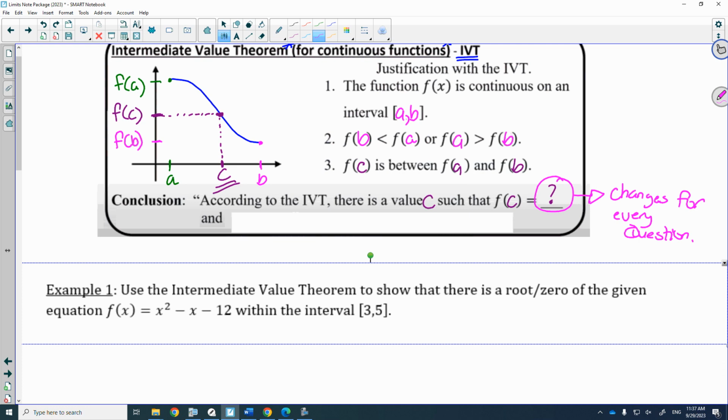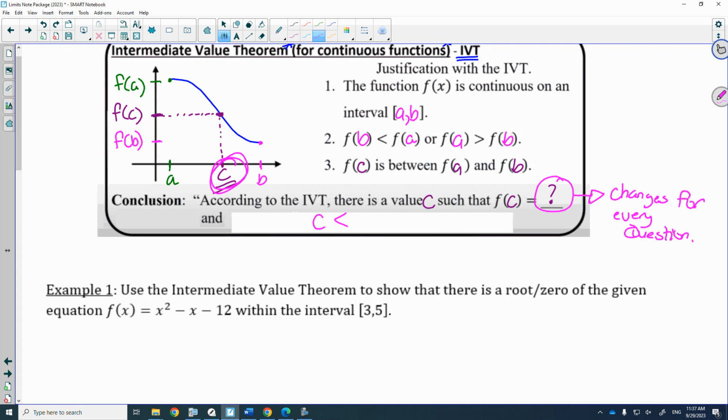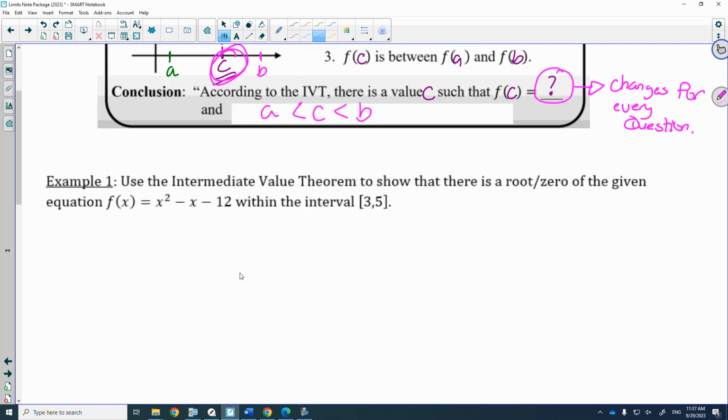And what happens is if f of c is between these two y values here, what that means is this c value is less than b, but it's greater than a. It's going to be somewhere between a and b. Okay, so let's look at this first example. It says use the intermediate value theorem to show that there is a root or a zero. So remember, a root or a zero is an x-intercept of this given equation within this interval here.